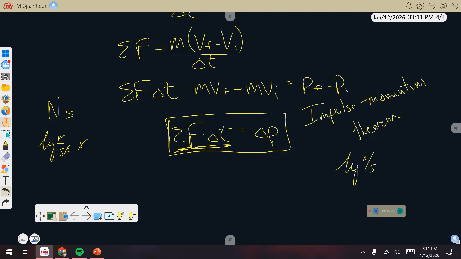Cool. So why can't I just use one or the other? The answer is simply context. Okay? If a problem asks you for what the impulse is, you should use Newton seconds. If the conversation asks you for change of momentum, you should use kilograms, meters per second. Now, are they equal to each other? Yes, 100% they are in that particular case.